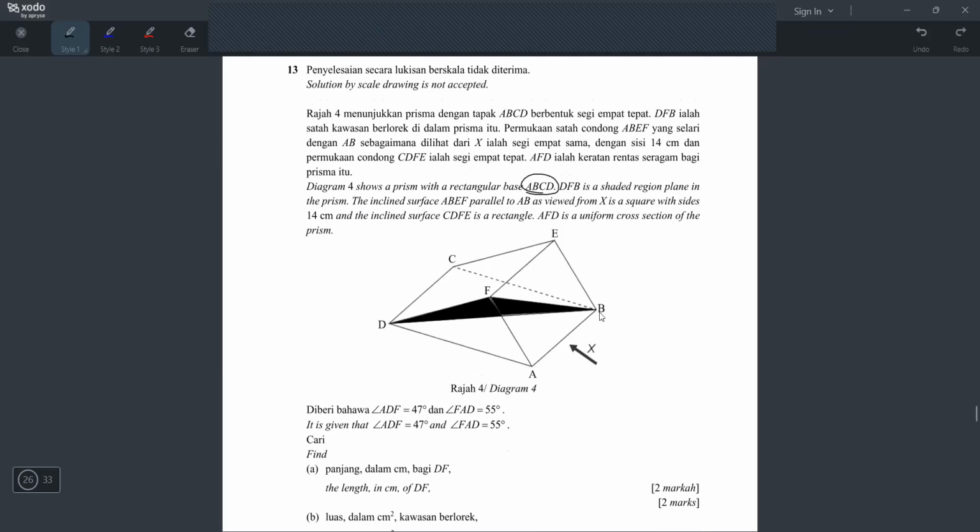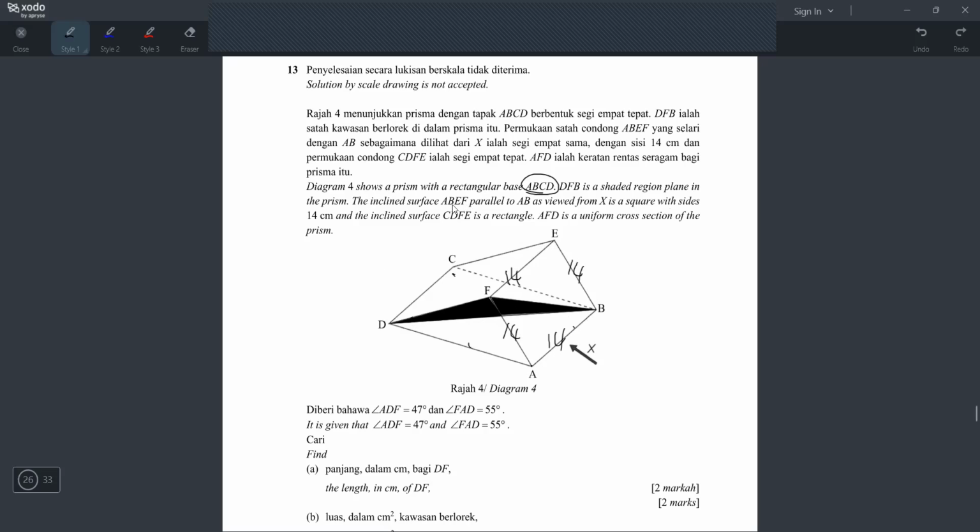ABEF is parallel to AB as viewed from X, is a square with sides 14. So are they saying that ABEF is a square? I think so, right? So 14, 14, 14, 14. And you should know if they are square, it should be 90 degrees. This whole thing also 90, 90, 90, right? All sides. Same with the base, because the base is a rectangle. So it should be 90 also. I don't want to write the 90, but I will remind myself that all these angles here are 90.